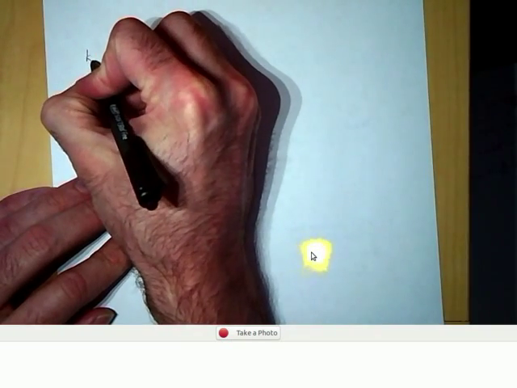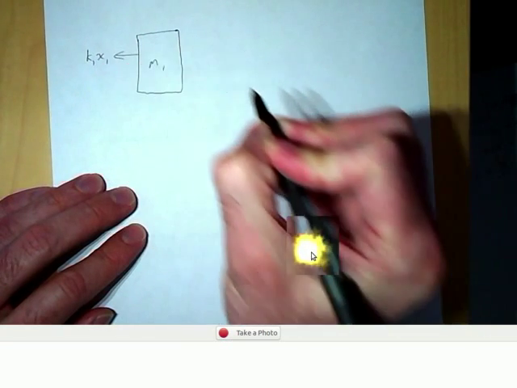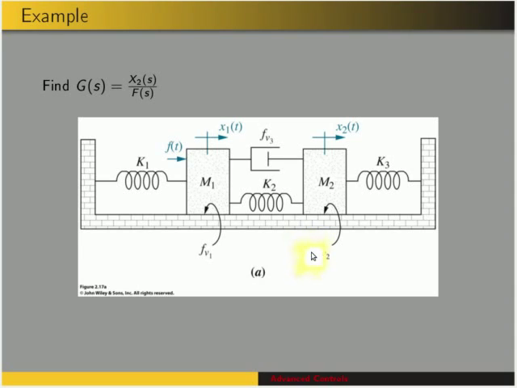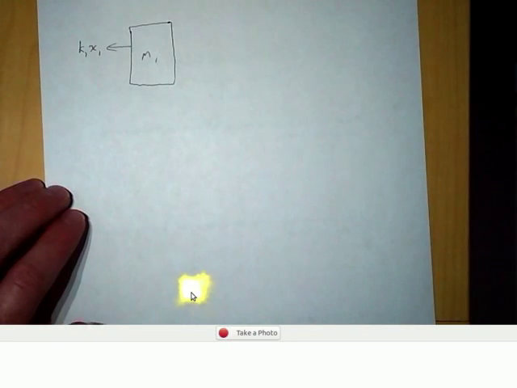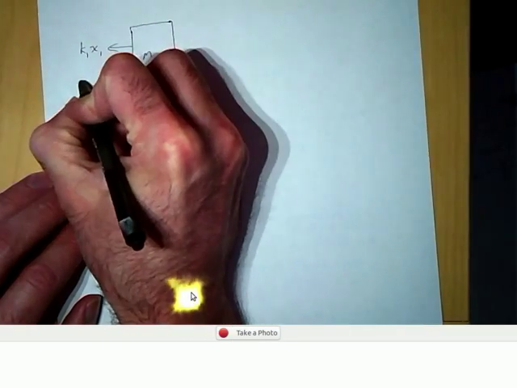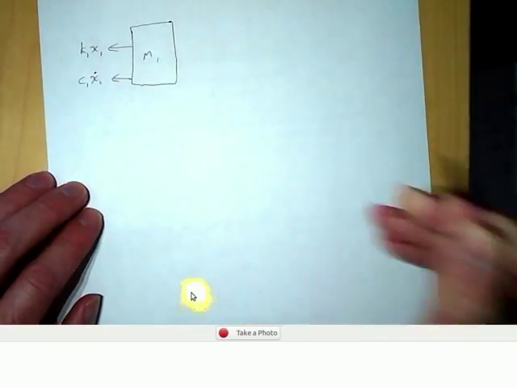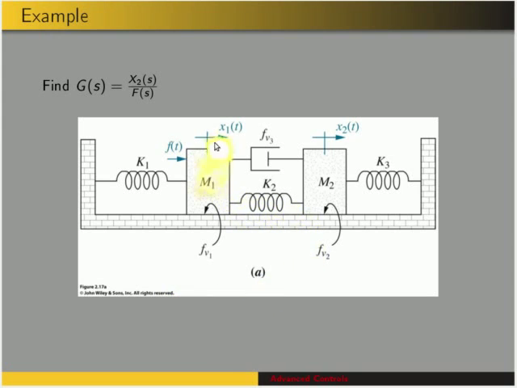So we've got K1 X1 acting to the left. And then I'm going to call it, I want to call it C1 because that is more common, even though in the picture it's FV1. And acting to the left also, we have C1 X1 dot. And then M1 is moving to the right and M2 is fixed. So we have a force from K2 pushing it back. And we have a force from this damper pushing it back also.